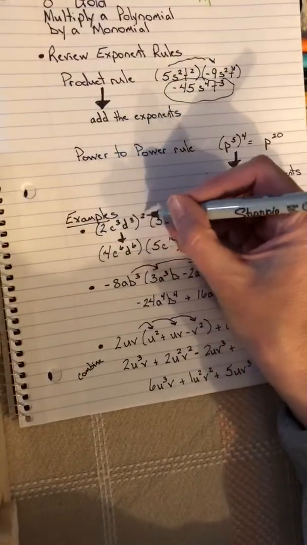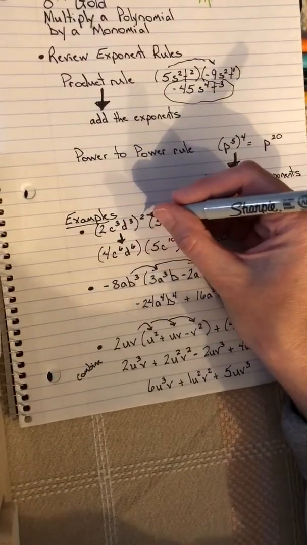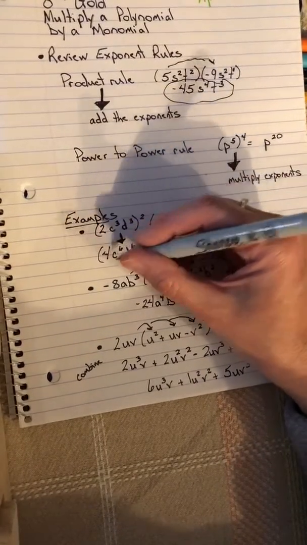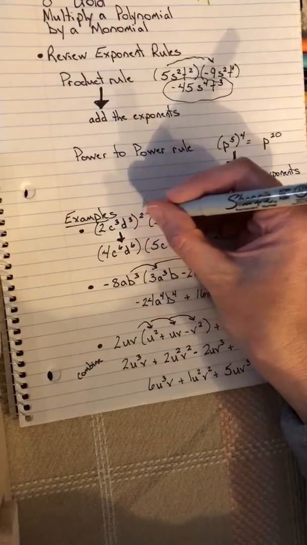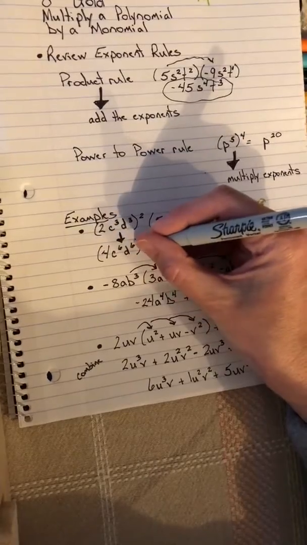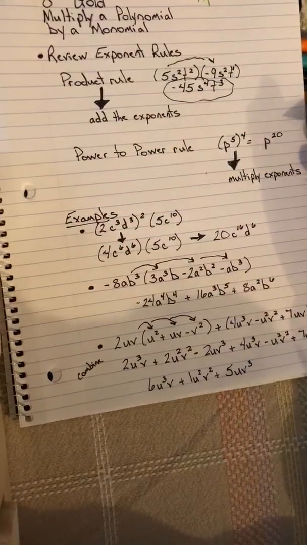So I did 2 squared, which is 4. C to the third raised to the 2nd power is c to the 6. D to the third raised to the 2nd power is d to the 6. And then I brought down my second term, which was 5c to the 10th.